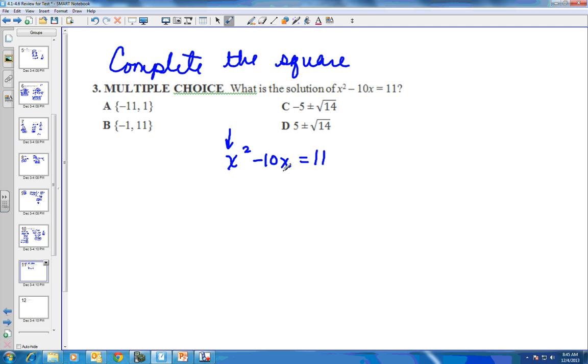So then I take half of my x term, half of 10 is 5, and now I'm going to square it. 5 squared is 25. So that's what I add to both sides.